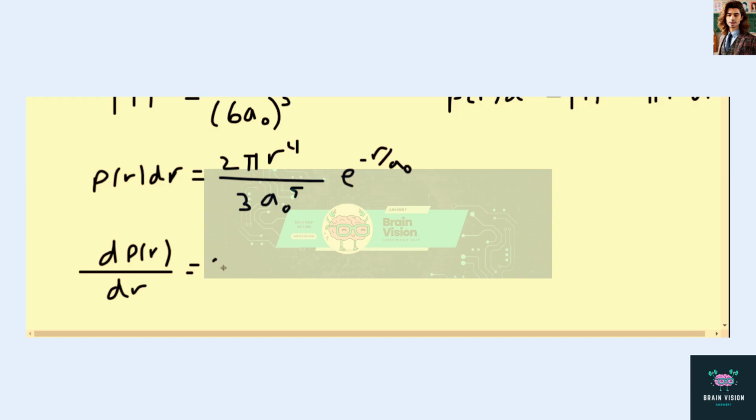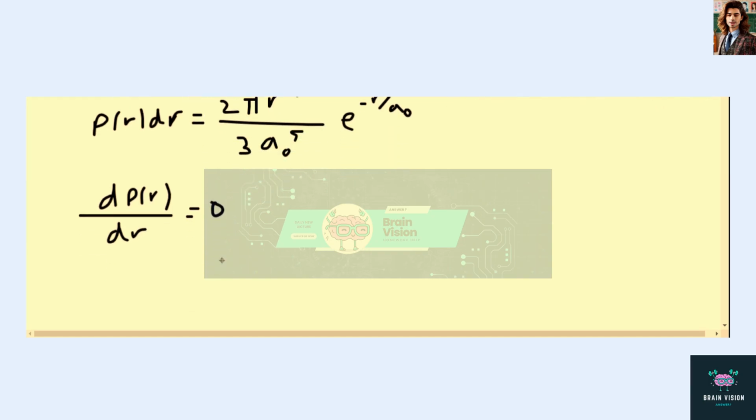So we need to take the derivative of this with respect to r and then set it equal to 0 and solve. So we have d by dr of the equation 2 times pi times r to the fourth divided by 3 a naught to the fifth times e to the minus r over a naught. And again, this is equal to 0.